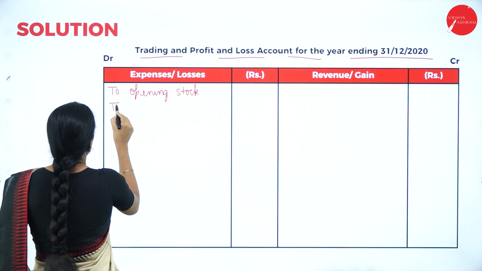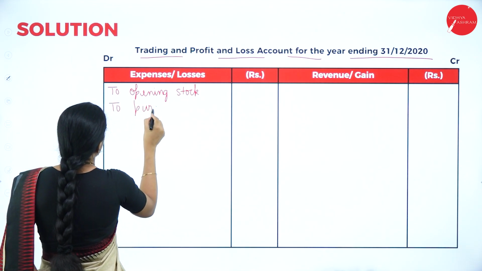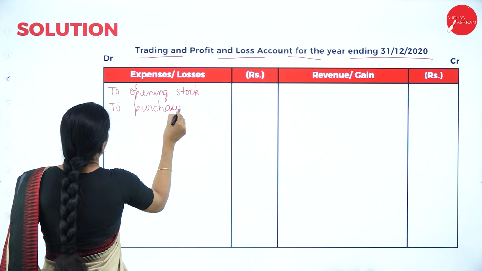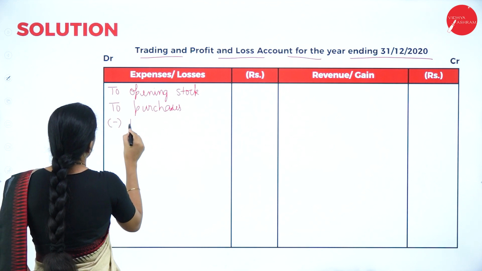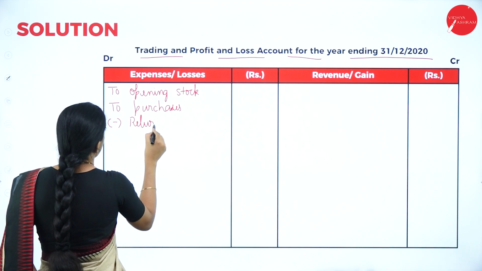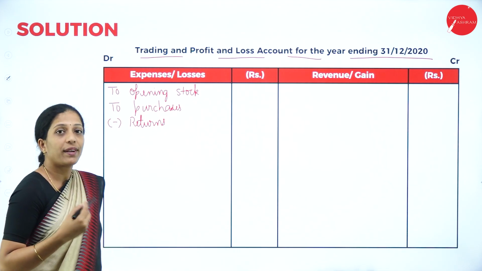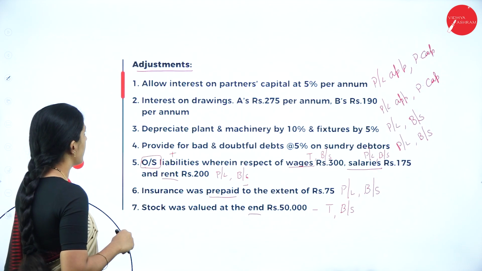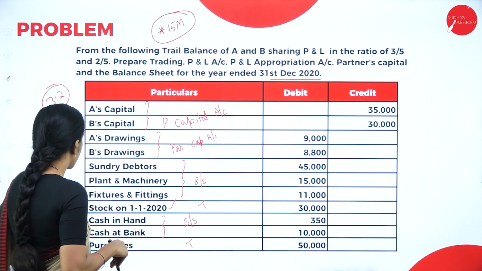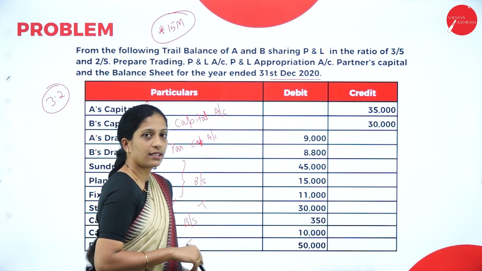Next you have two purchases, and we have purchase return also. So minus returns. This is nothing but your purchase returns. So opening stock, where do we find this opening stock? In your trial balance. So let us see the trial balance here. Opening stock, how much? 30,000.